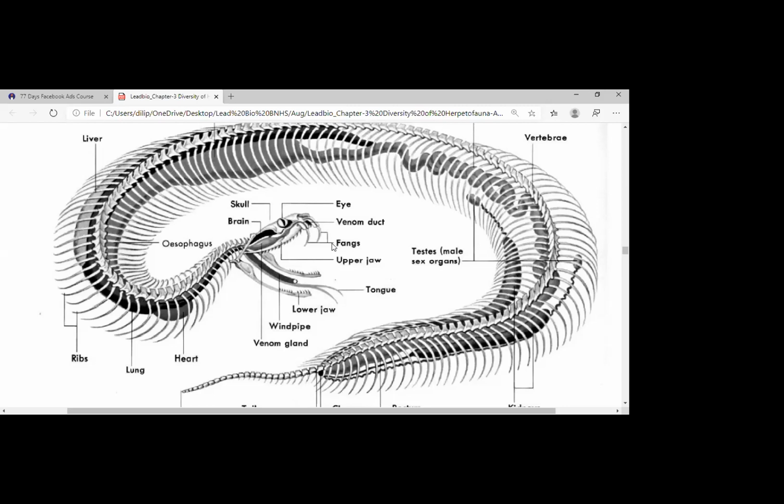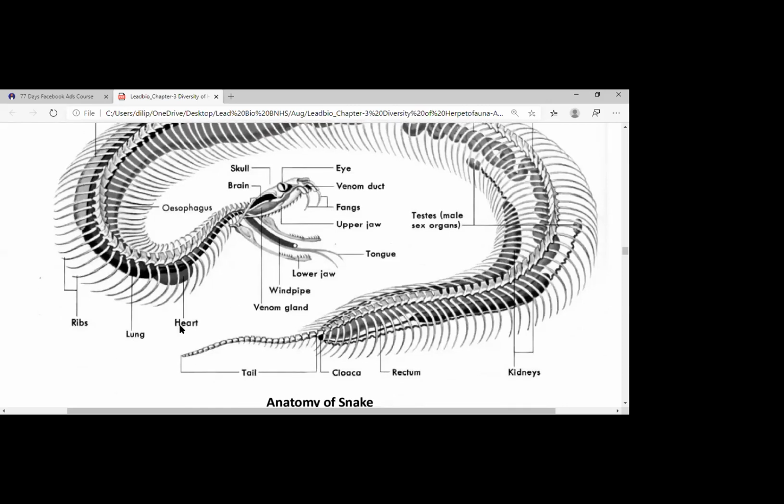Yes, Avni, you were saying something? To protect their internal organs. Absolutely, to protect the internal organs. So you can go through this more minutely if you're interested. It also has a heart and a lung here.